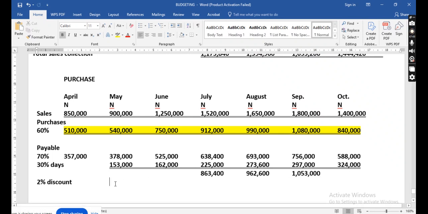So we now less 2% discount. So what is the 2%? For July, 17,268. For October, 21,060 naira. October, we don't need October. Just give me July, August, September. September is 21,060 naira. August, 19,252.